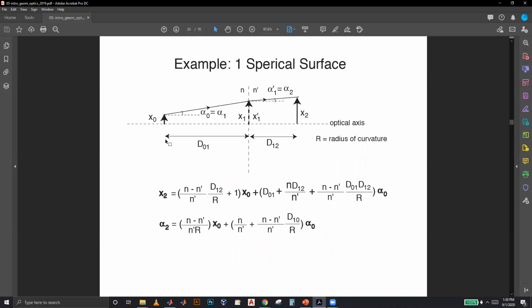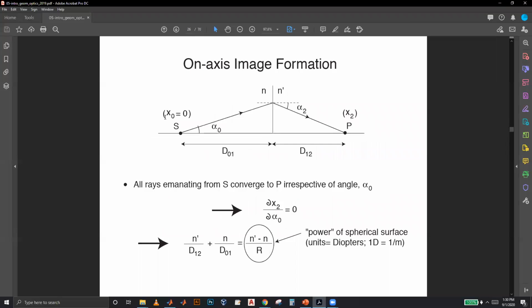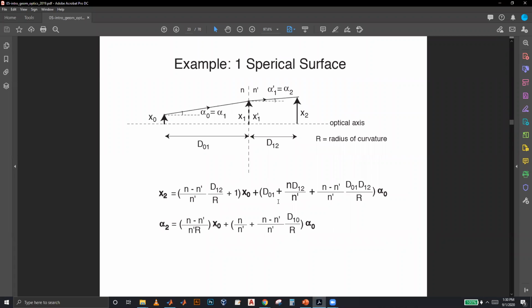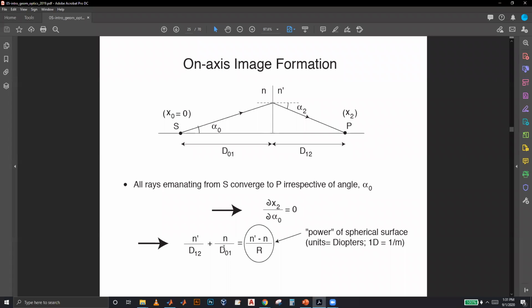One thing we can directly see in the general equation: the ray had a height above the optical axis. In the special case, there is no height, so x0 equals 0. And all rays, irrespective of which angles they are going out at, have to be collected at the point P to form an image, right? Which means this second term can be set to 0. There shouldn't be any angle dependence for the image to form. So if we set this term to 0 and solve the equation, we basically get this.